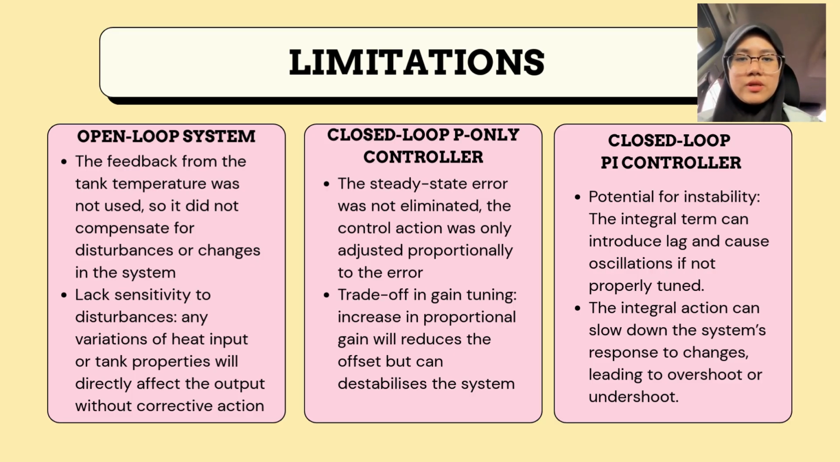The open-loop system cannot react to disturbances because it lacks feedback. Any variation in heat input or system conditions directly affects the output without correction, resulting in poor accuracy and drift. Closed-loop systems improve this, but have their own limits. The P-only controller reduces the error, but cannot remove it completely. Increasing the proportional gain too much can lead to oscillations or instability. The PI controller removes steady-state error, but improper tuning of the integral term can cause lag, overshoot, or even instability, especially in systems with delays.